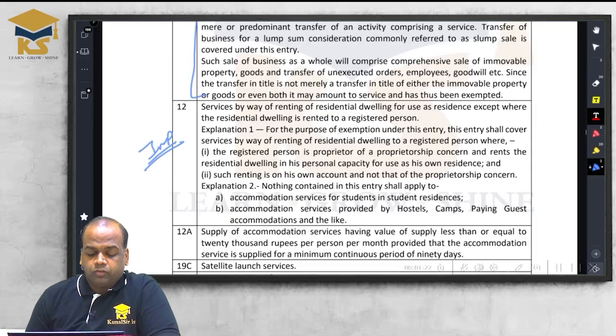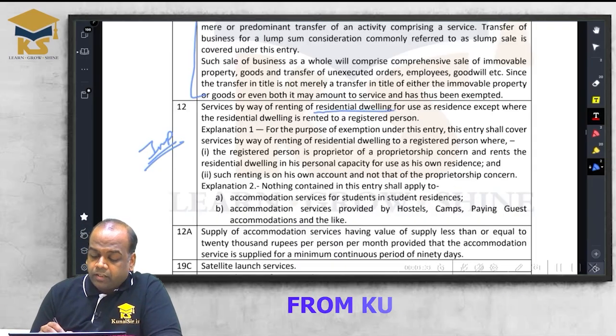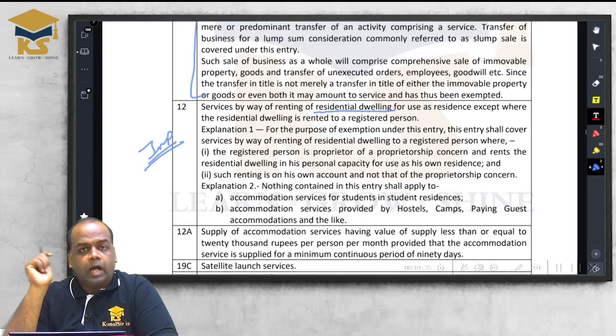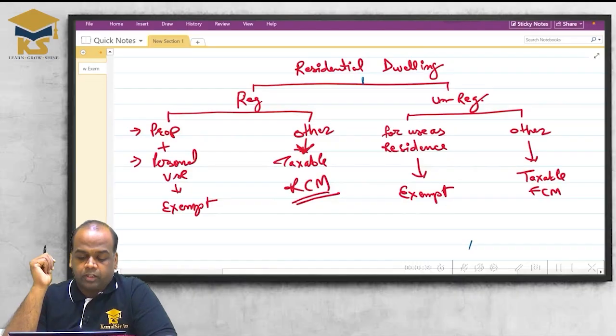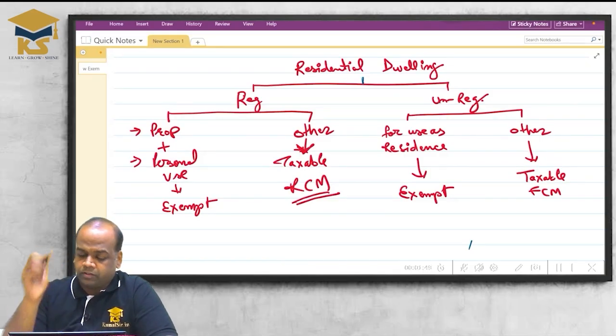Next we have, friends, very important, services by way of renting of residential dwelling. Friends, here we have a cross reference with RCM also. So I have prepared a chart for easy understanding. In case of residential dwelling, first we have to see whether we have given the residential property or the residential dwelling to a registered person or unregistered person.